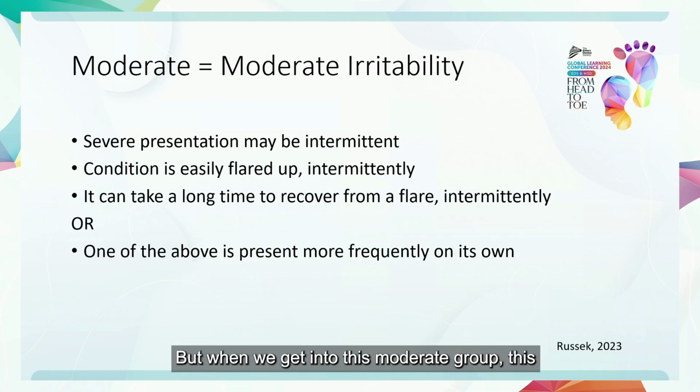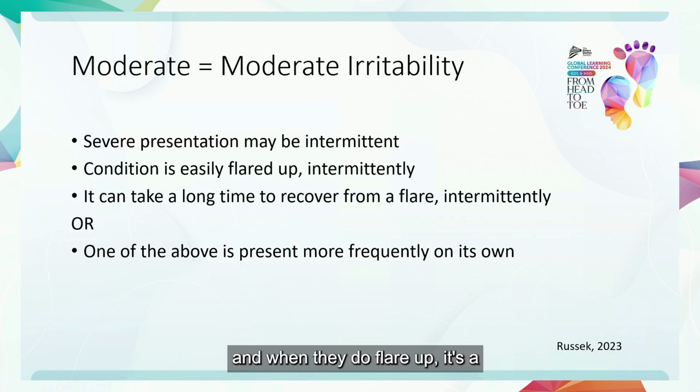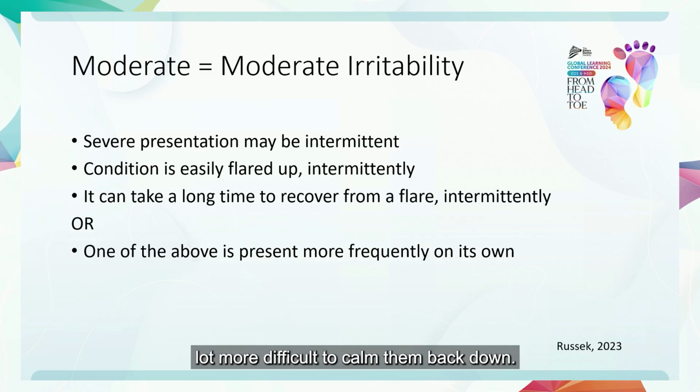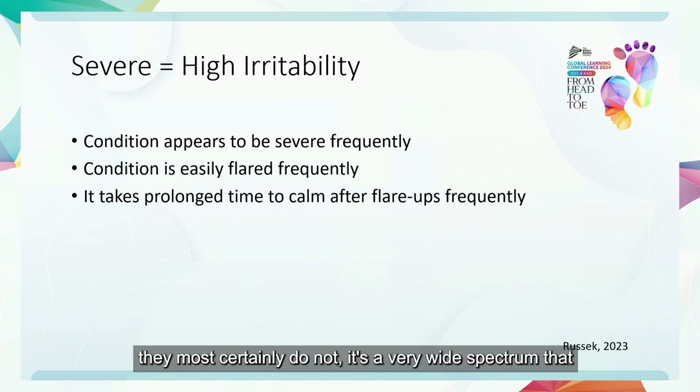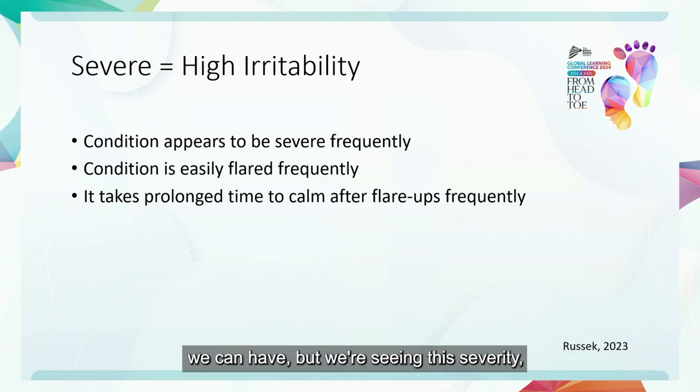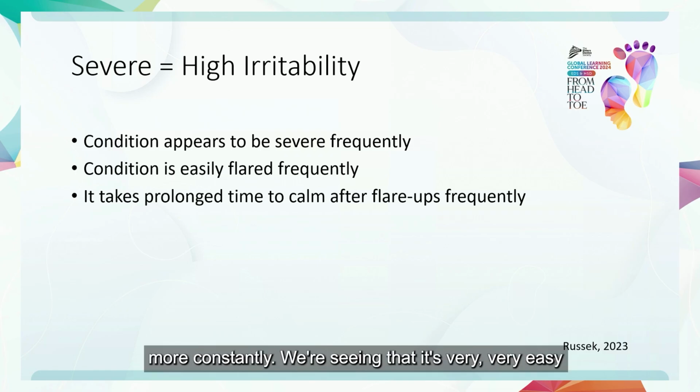But when we get into this moderate group, this is where things start to become a little bit unpredictable, especially in the rehab world as well. When we talk about severity, it's more intermittent. We're seeing more flare-ups in these individuals, and when they do flare up, it's a lot more difficult to calm them back down. These highly irritable group, and I think for a while this is what we stereotypically thought of as our upper cervical instability. They all have to look like this, and they most certainly do not. It's a very wide spectrum that we can have. But we're seeing this severity, this severe presentation, highly irritable more constantly.